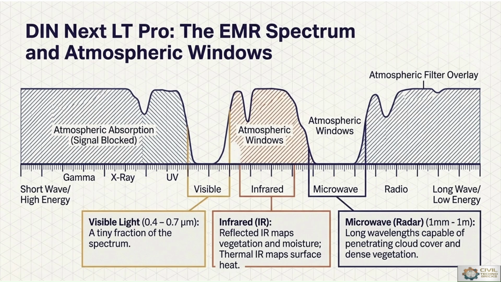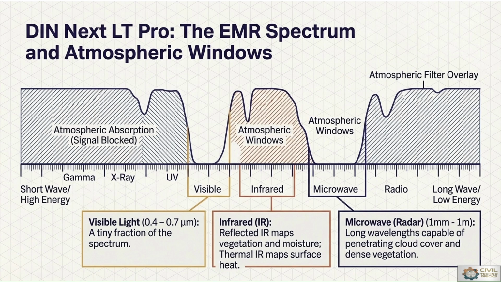We have to check those rays with reference to some technology, like advanced instruments or tools, for the sake of our interest. Here infrared, which is shown as IR, reflected infrared maps vegetation and moisture. Reflected infrared conditions detect the vegetative material or moisture content. Also the temperature we can check with reference to the heat dispersion. Then microwave, that is radar, 1 mm to 1 meter long wavelengths capable of penetrating cloud cover and dense vegetation. That radar is most important for defense purposes. We can monitor or investigate the area.